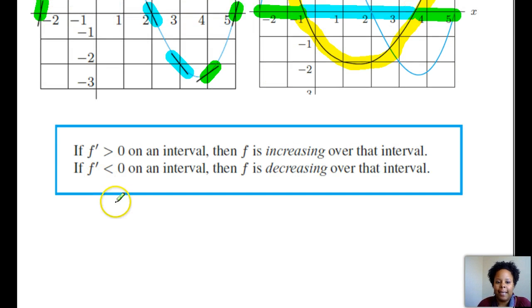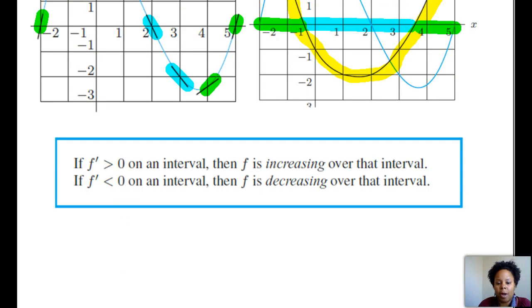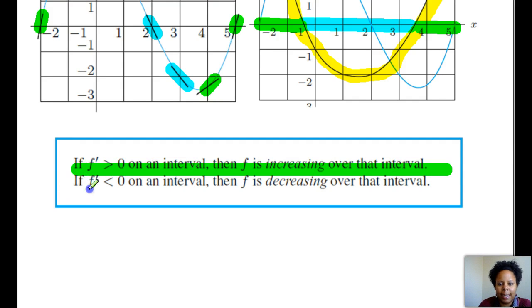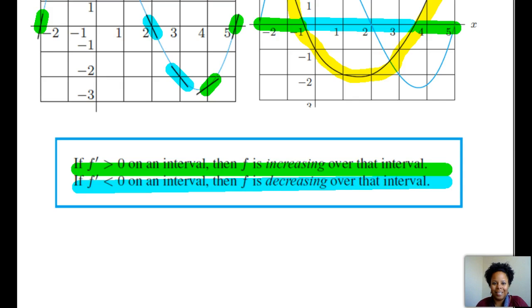So we can say that if f prime is greater than 0 on an interval, that means that f is increasing over that interval, and if f prime is less than 0 on that interval, then f is decreasing. Moving on. So we looked at the derivative function graphically.